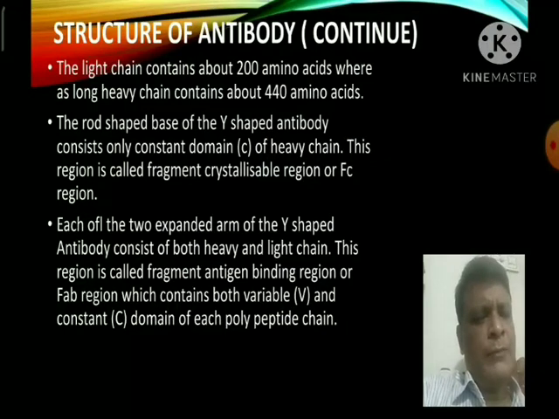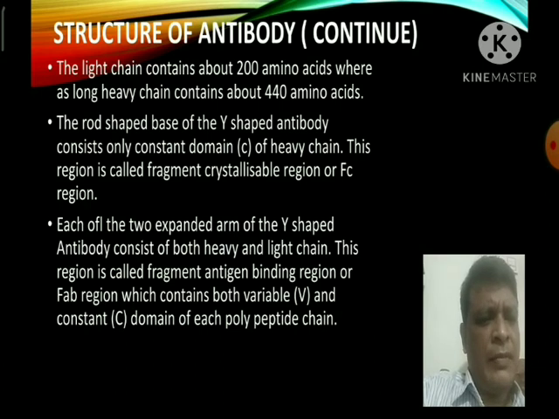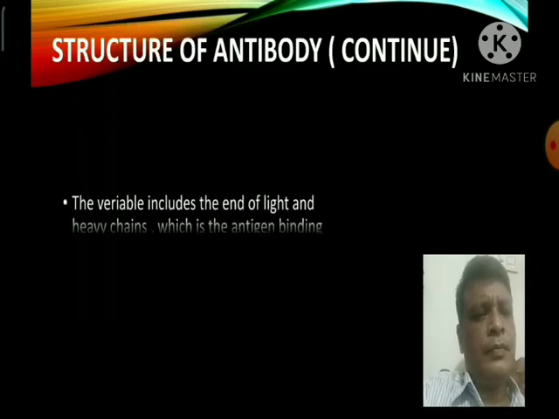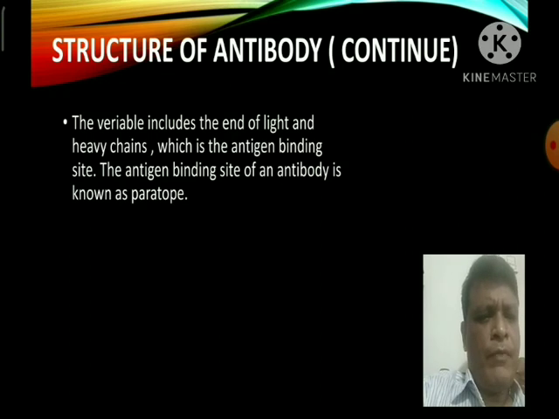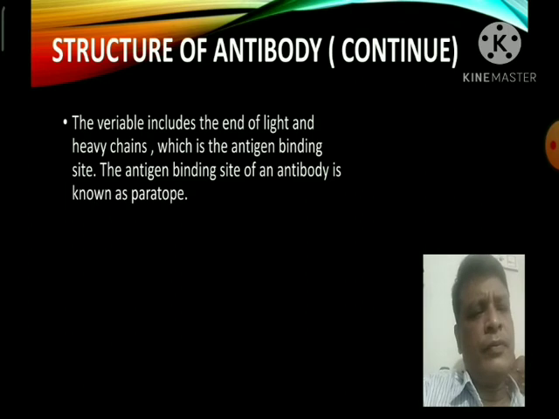Each of the two expanded arms of the Y-shaped antibody consists of both heavy and light chains. This region is called the fragment antigen binding region, or Fab region, which contains both variable and constant domains of each polypeptide chain. The variable region includes the ends of the light and heavy chains, which form the antigen binding site. The antigen binding site of an antibody is known as the paratope.